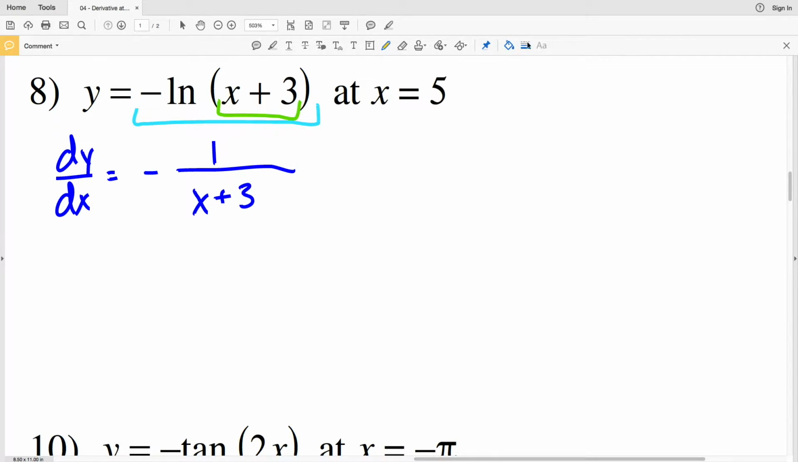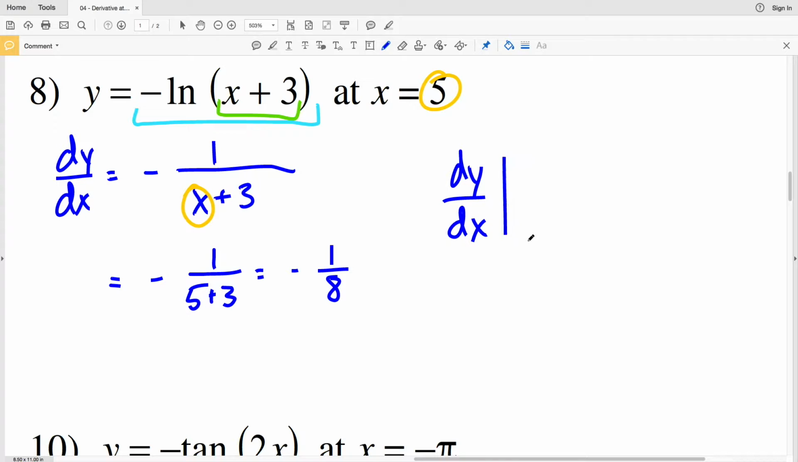And we're going to enter in 5 for x in number 8. So entering in 5 for x will give us negative 1 over 5 plus 3, which equals negative 1/8. So the derivative of y with respect to x at x equals 5 equals negative 1/8.